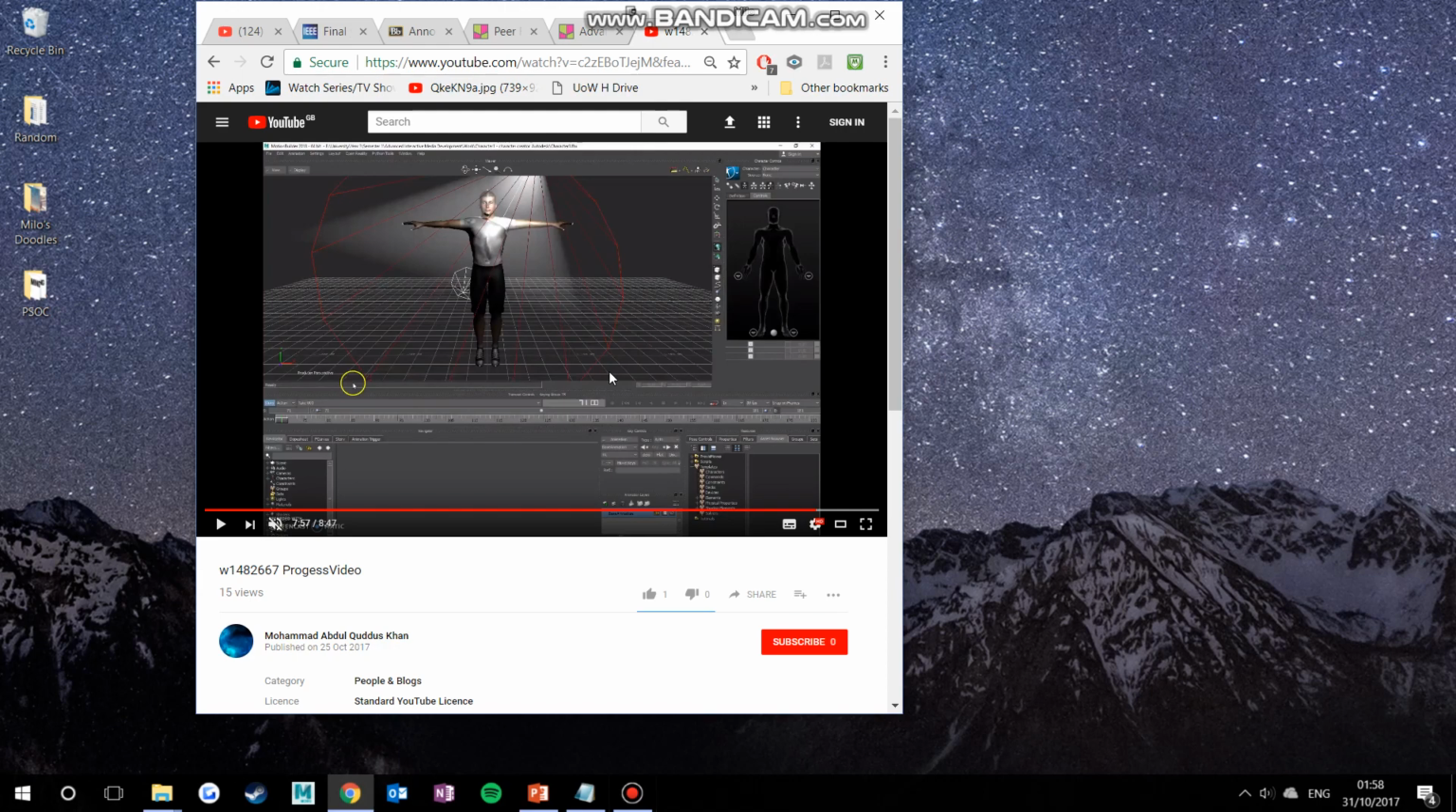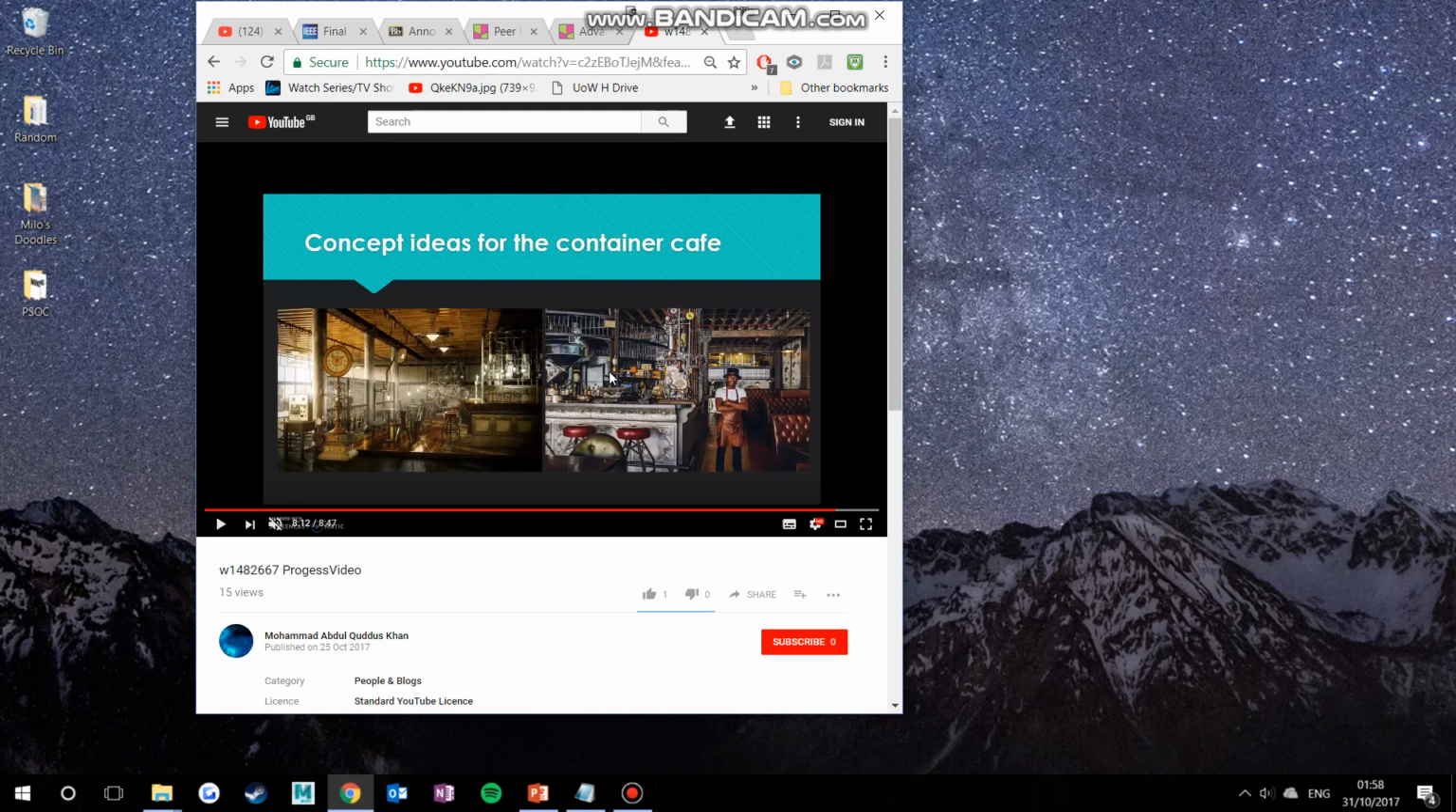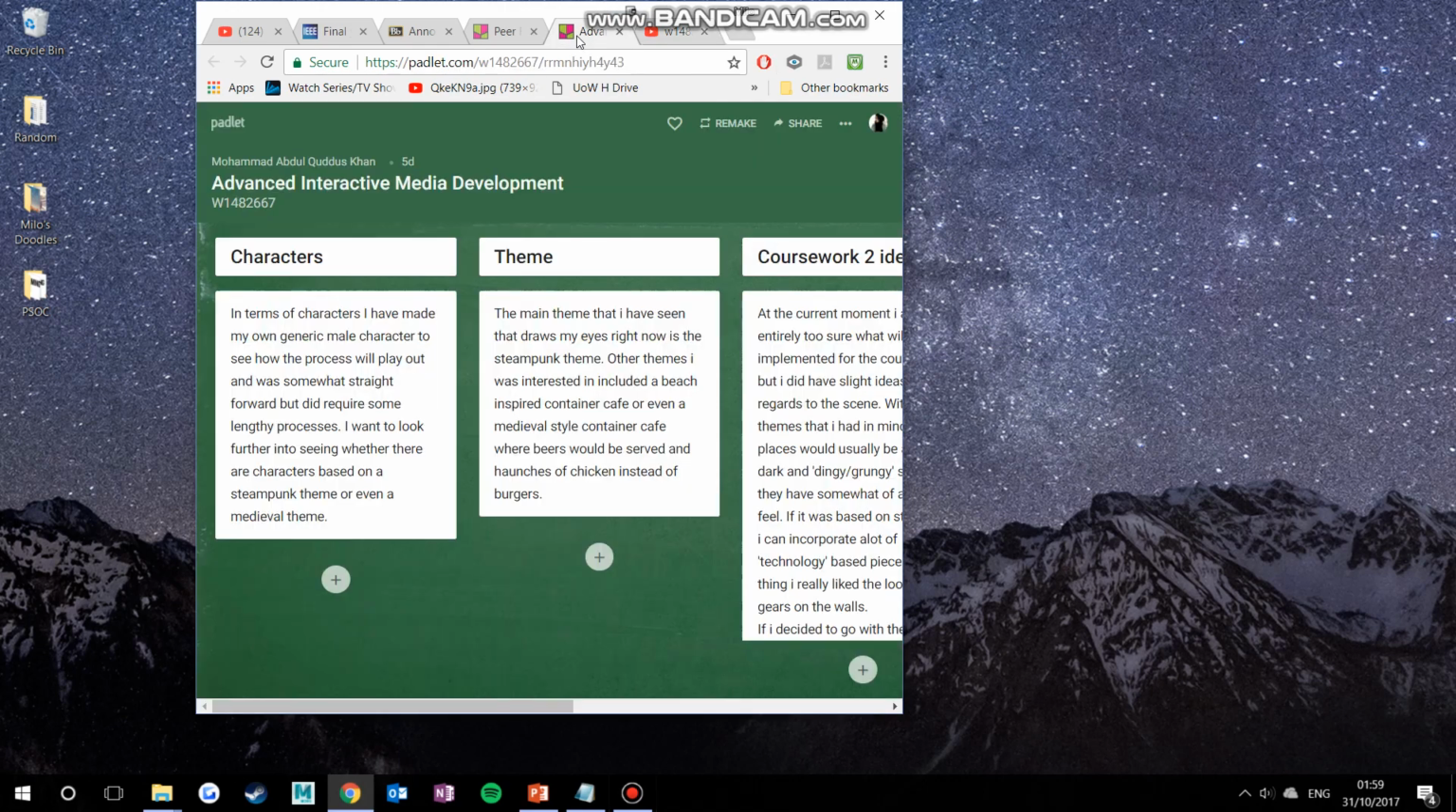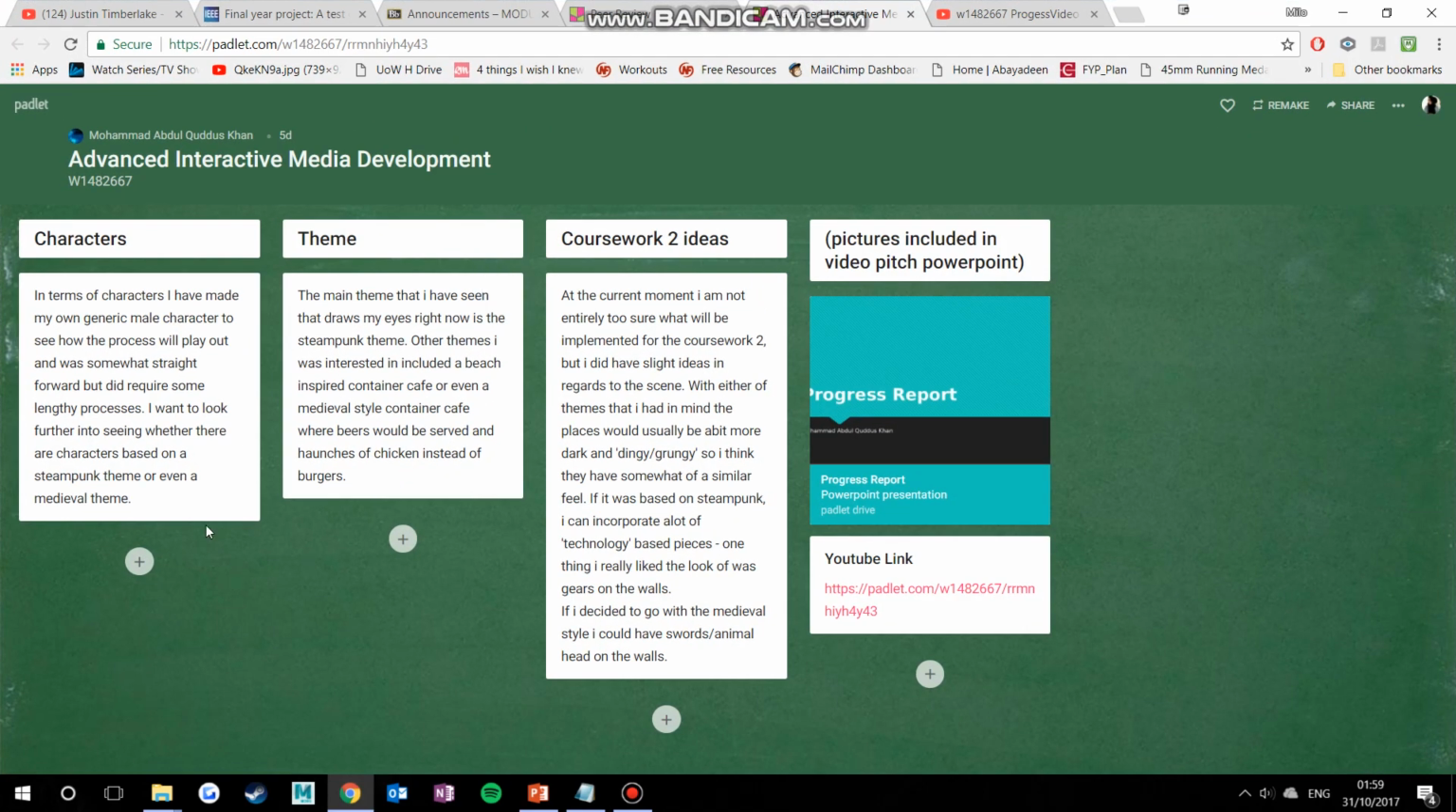He went on to show us his concept ideas for the container CAF. If I go to his Padlet, he talks through his characters and his themes and his coursework 2 ideas. He lets us know that honestly he doesn't really have an idea of what to cover in coursework 2, but he has the general theme of steampunk and technology-based pieces that he wants to incorporate into it.